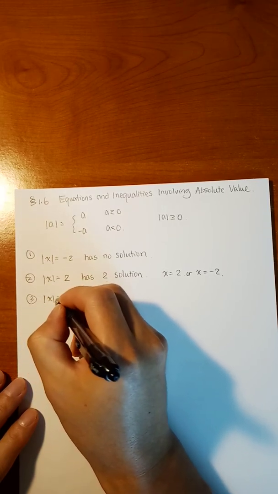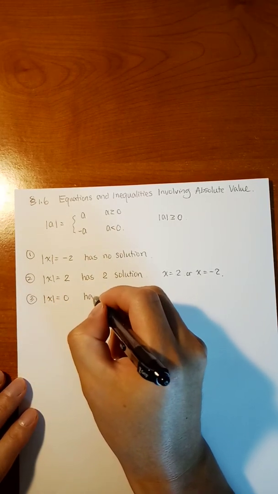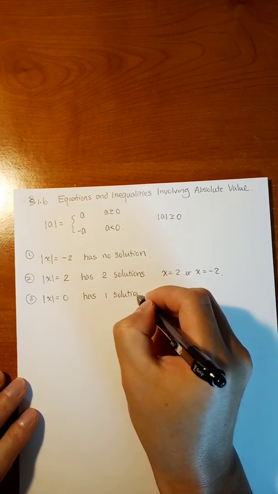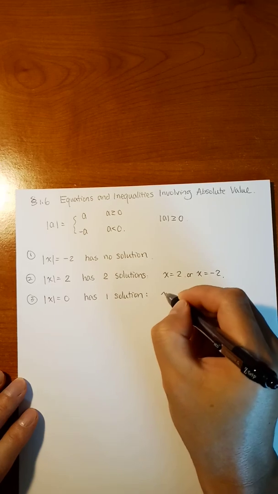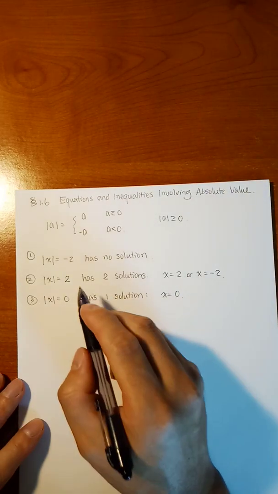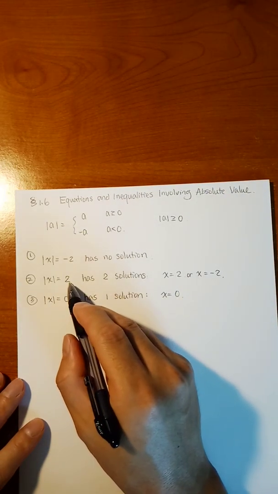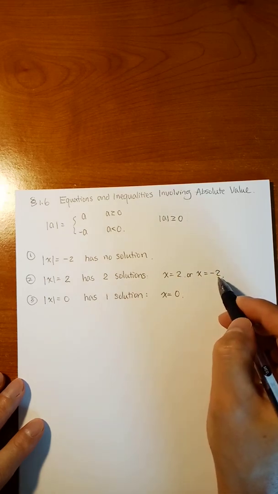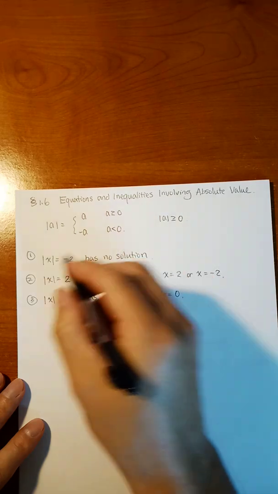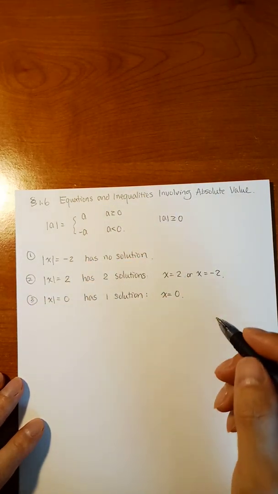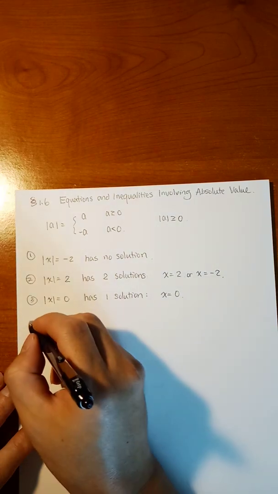Absolute value of x equal to 0 has only one solution. x equal to 0, because there's no -0. -0 is still 0. Okay? So whenever you have absolute value of x equal to a positive number, you'll get plus that positive number and minus that. All right? So those are the important facts about the absolute value function.